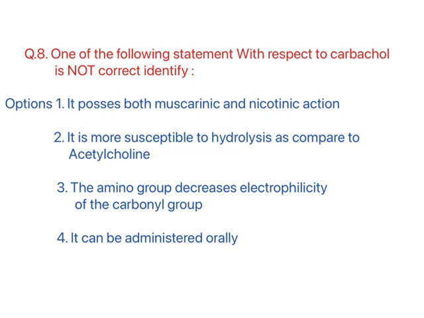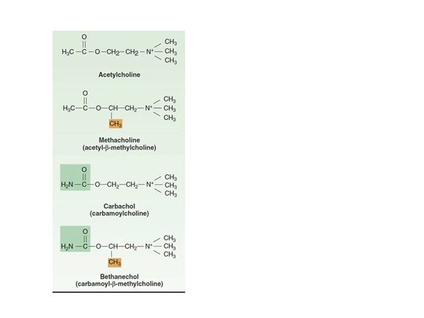Moving further. One of the following statements with respect to carbachol is not correct. Identify it. What is carbachol? Let us look at them. See, carbachol is a derivative of acetylcholine. The problem with acetylcholine is that it is an ester. The duration of action of acetylcholine is very short because esterases will break this bond. To avoid this problem, methacholine is synthesized.